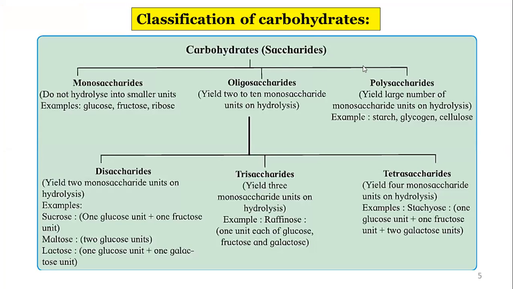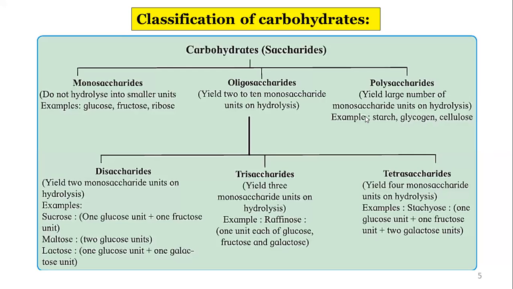Carbohydrates are also called saccharides. This is a Greek word. Saccharide actually means sugar. Monosaccharides, oligosaccharides and polysaccharides are classified depending upon what they give after hydrolysis. Monosaccharides cannot be further hydrolyzed. Oligosaccharides, on hydrolysis, give 2 to 10 molecules of monosaccharides. And polysaccharides give more than 10 molecules after hydrolysis.